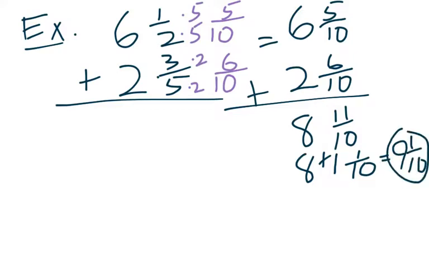So anytime you have an improper fraction, you have to make it a proper fraction. So that's really 10/10 plus 1/10, which is 1 1/10. And 8 plus 1 is 9, so it's 9 1/10.